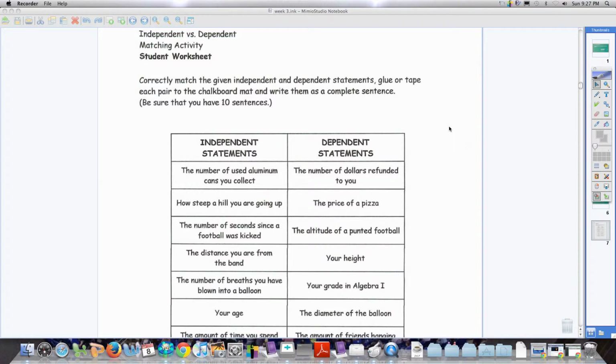Independent stands alone. It doesn't depend on anything. It's by itself. It doesn't need anything else. It is independent. Dependent, on the other hand, depends on something. It needs something. It's whatever that statement is. It depends on something else.